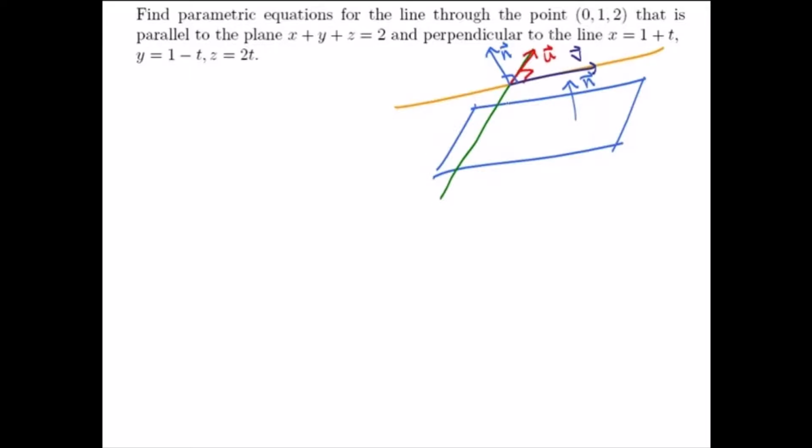So let's let u be the direction vector of the line that we are given. Now we are given the parametric equations for a line, and so a direction vector is given by the coefficients of that parameter: 1, -1, and 2. Our vector n, a normal vector to our plane, can be given by the coefficients of x, y, and z when our plane is in this standard form here. So 1, 1, and 1.